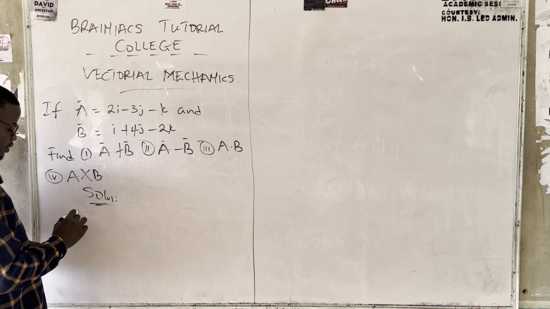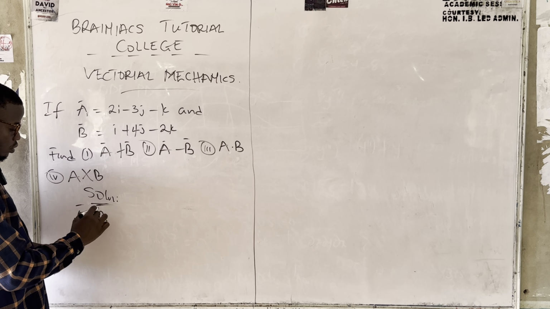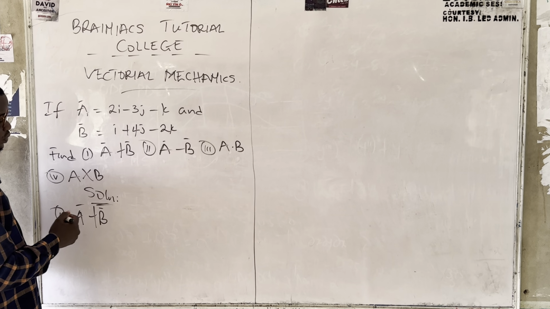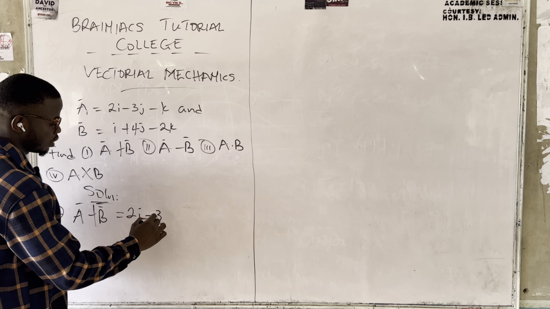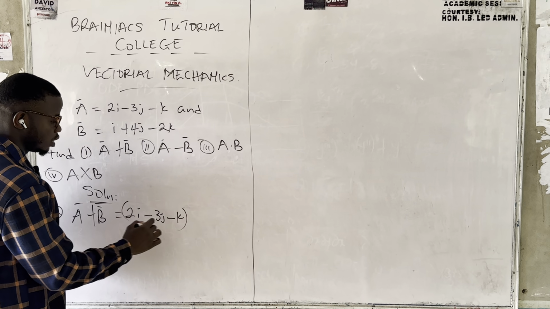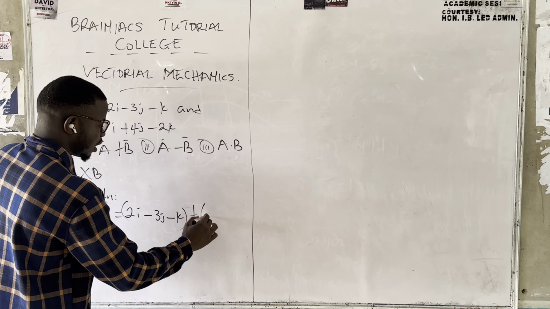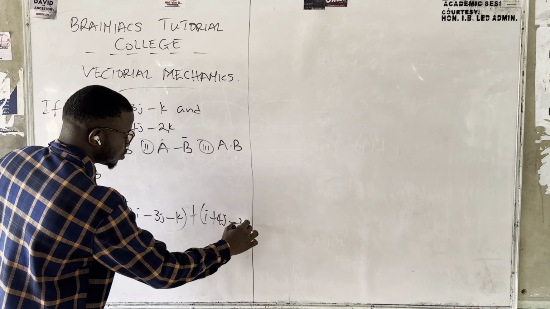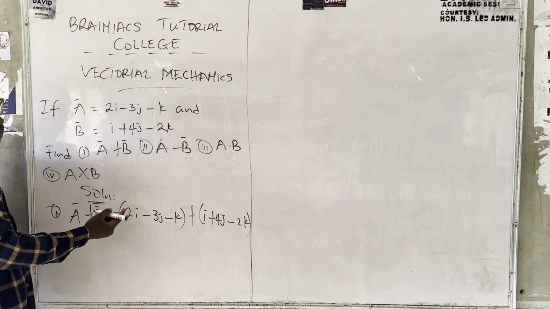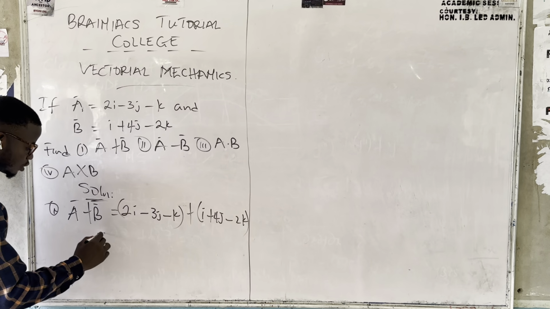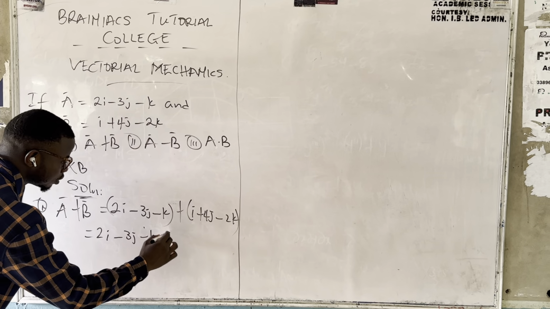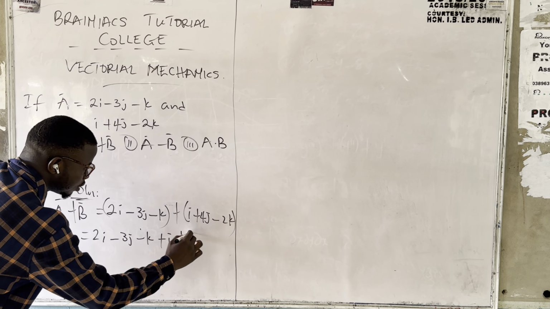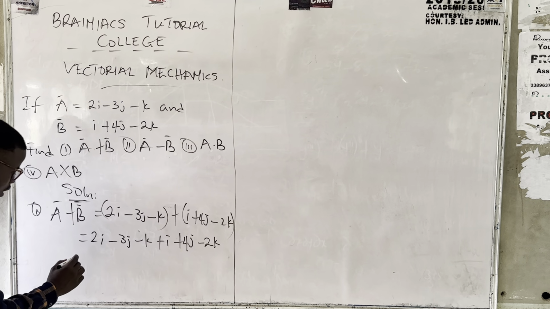The first question that we have there is the sum of the two vectors. And to find the sum of the two vectors, don't forget that vector A, we have 2i minus 3j minus k. Then plus the other one, we have i plus 4j minus 2k. So now here we have 2i and here we have i. So we need to collect the like terms. 2i minus 3j minus k plus i plus 4j minus 2k. So now we'll collect the like terms.